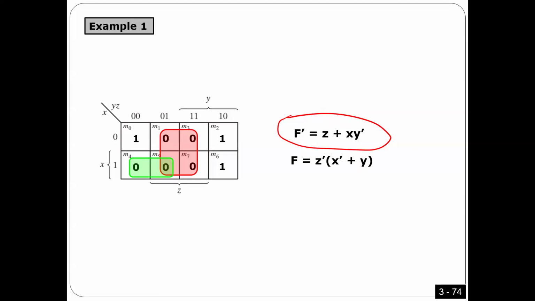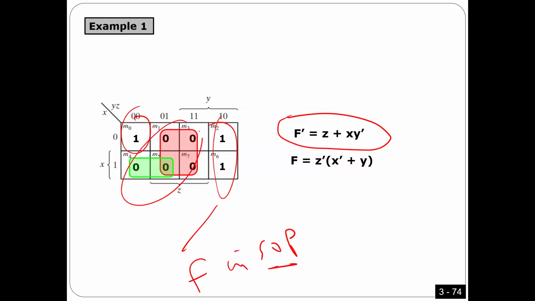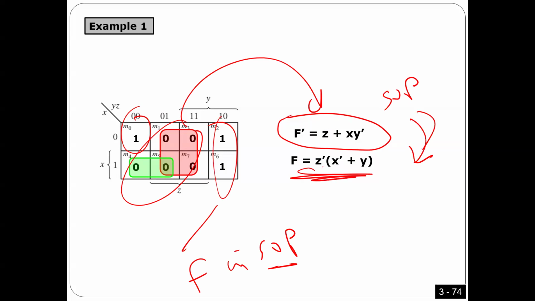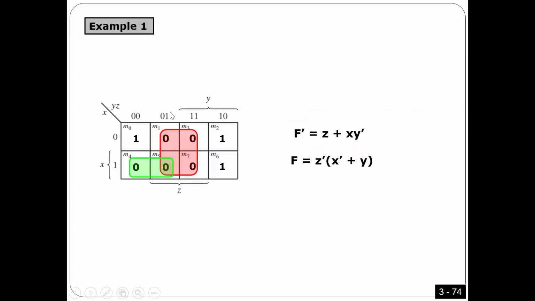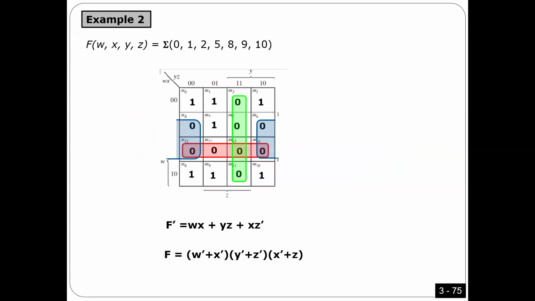Very easy. If I group the ones, as we did before, I will get function f in sum of product. But if I group zeros, I'm going to get f prime in sum of product. And then when you apply De Morgan, I will get f in product of sum. So that's exactly what I did here. Again, the only difference is I group zeros, not ones, and then I get f prime. Once you get f prime, you need to use De Morgan. After that, I can get f in product of sum. Any question? Let's see more examples here.